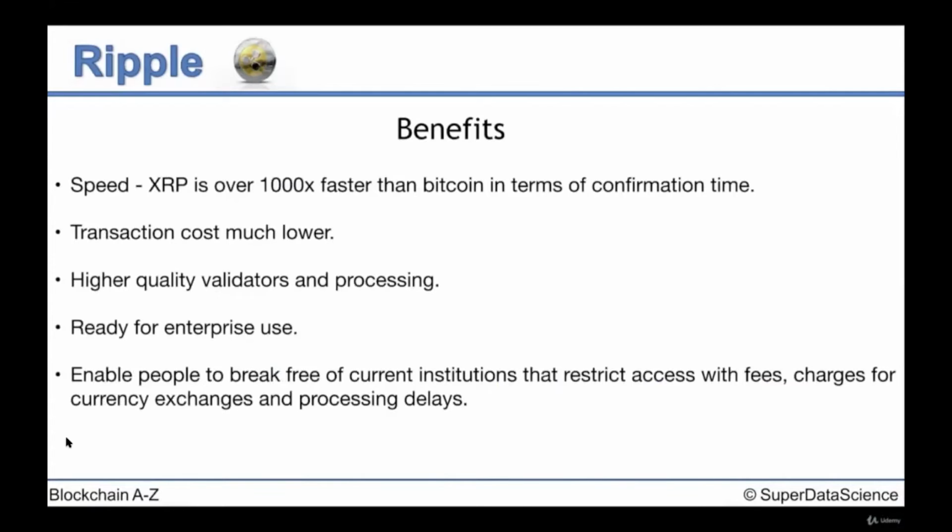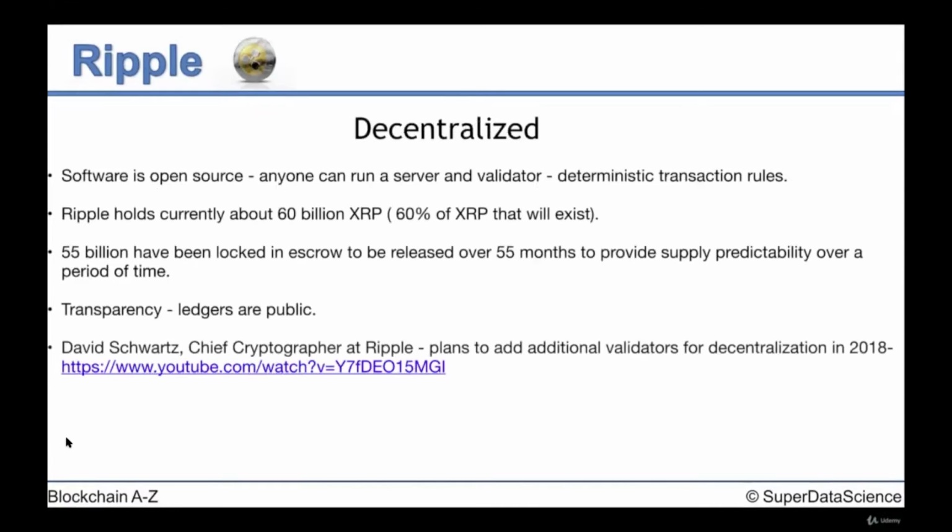You're talking about speed and lower transaction costs. Those are two key elements within cryptocurrencies. In addition, if you were worrying about more XRP being created, the transaction rules are deterministic and software is open source, so there's no way to create more. Ripple currently holds about 60 billion XRP, or 60% of XRP that will exist, with 55 billion locked in escrow to be released over 55 months, and that's intended to provide supply predictability over a set period of time. The ledgers are public, adding increased transparency, and David Schwartz, who is the chief cryptographer at Ripple, mentioned that through 2018, the company plans to focus on adding additional validators for decentralization.